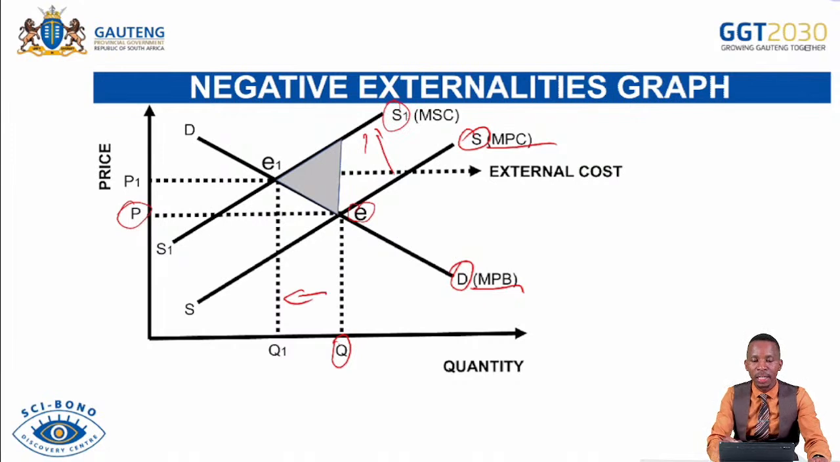Then it will create the marginal social cost. And if the supply is declining, shifting to the left to S1, the quantity supplied will decline from Q to Q1, which will result in a higher price, as the price will increase from P to P1. The shaded area indicates the external cost, or social cost, or negative externality.